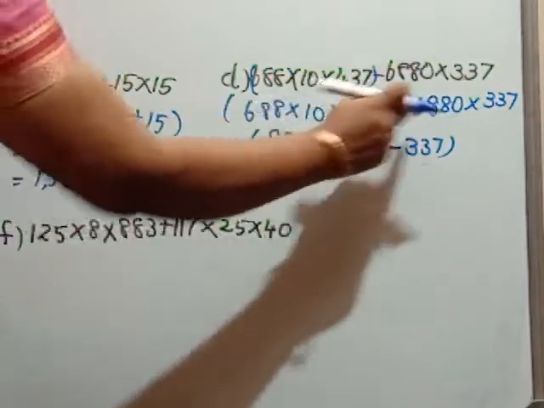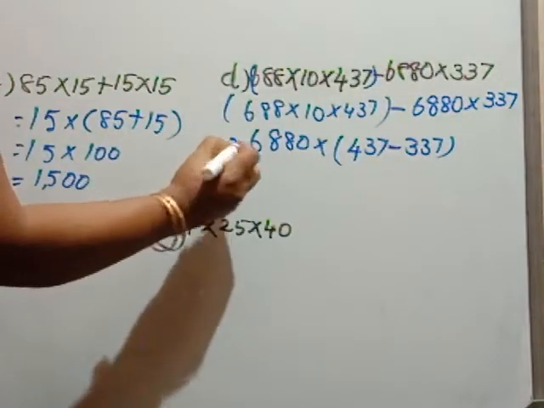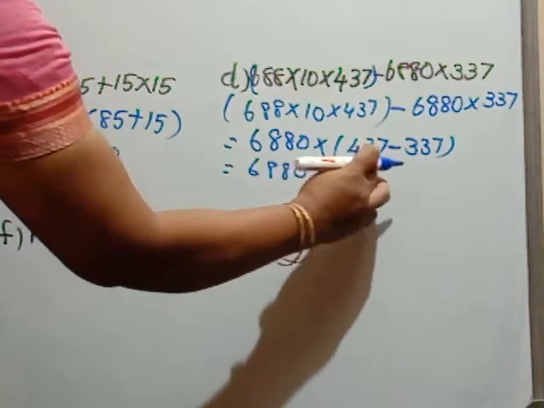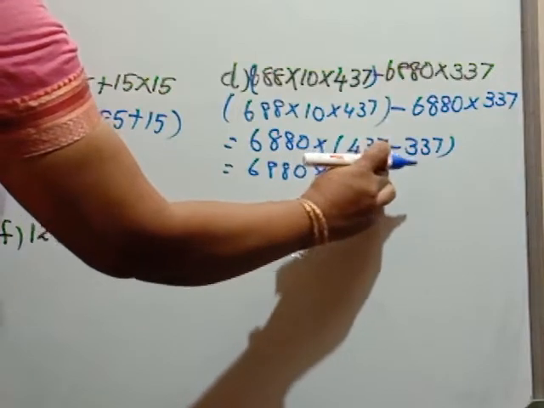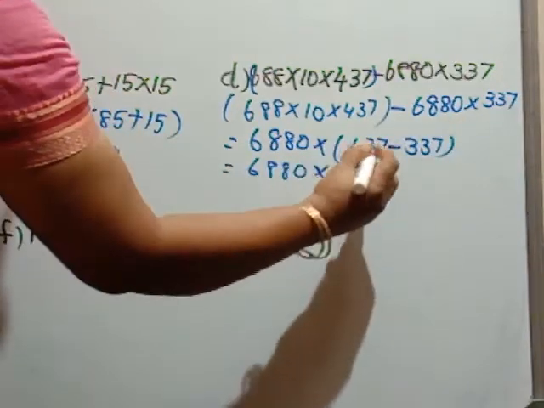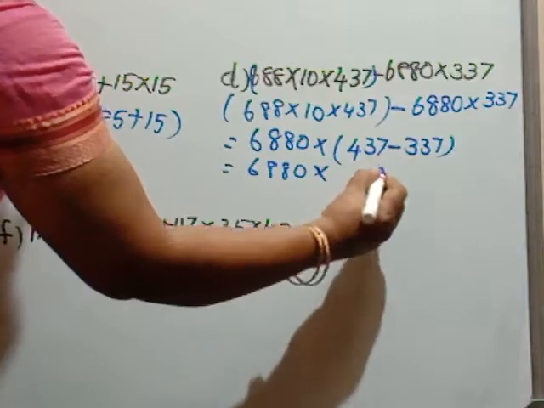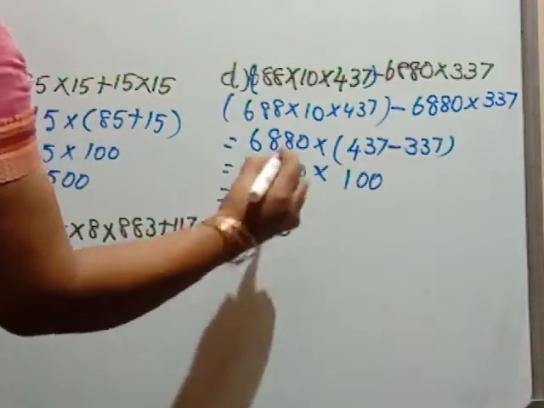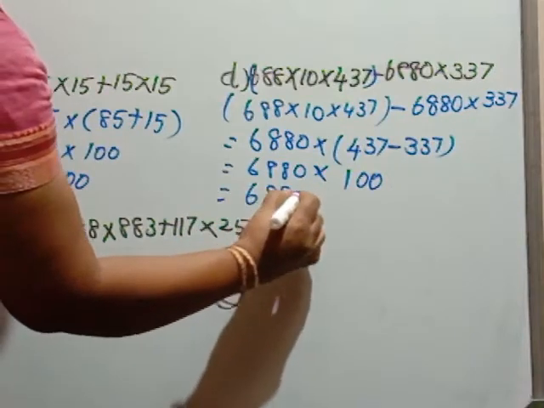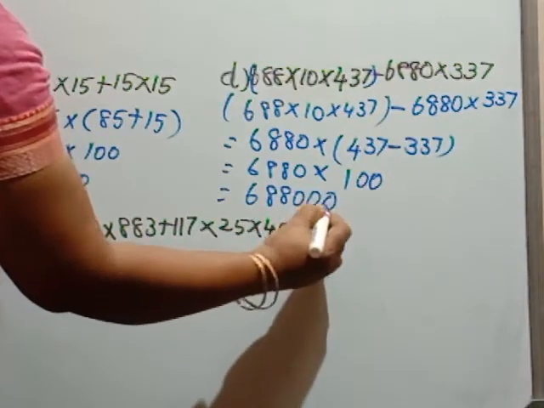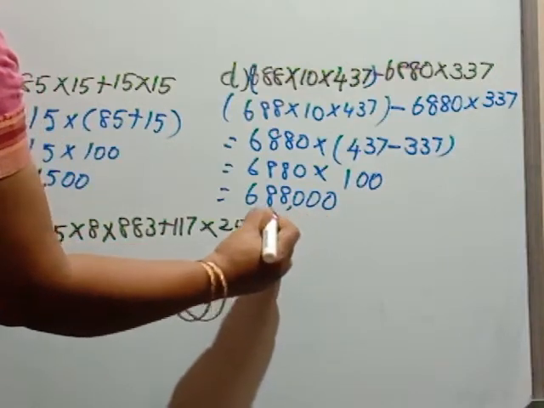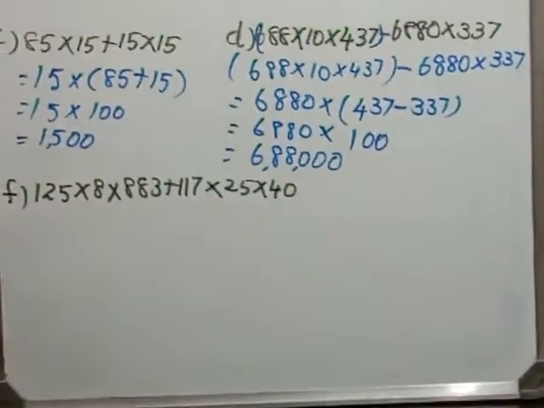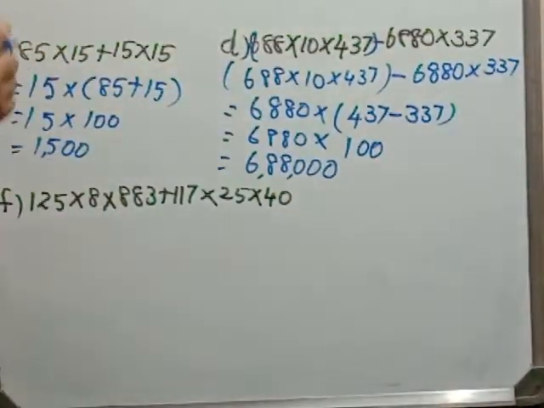Here 6880 is the common number that should be multiplied, so we take it out. Now 6,880 into 437 minus 337. How much? 7 minus 7, 0. 3 minus 3, 0. 4 minus 3, 1. So how many times do we have to multiply? 100 times. So we add 2 zeros. Ones, tens, hundreds, comma, thousands, ten thousands, comma, lakhs. 6,88,000. Are you able to understand this? How to group it, children?